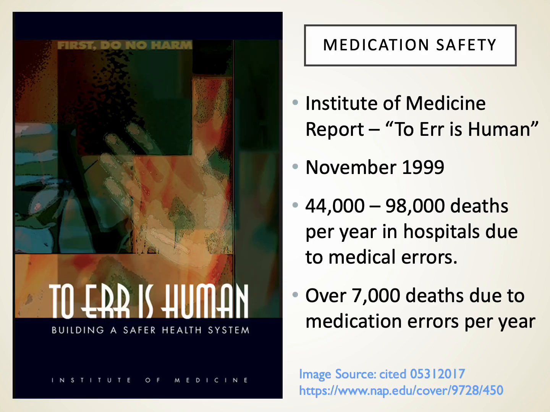In 1999, about 3 years after a serious chemotherapy medication error at Dana-Farber Hospital in Boston, a report from the Institute of Medicine was published and was quite landmark in that it quantified the estimated deaths per year related to medical errors, estimating somewhere between 44 and 98,000 deaths per year just in hospitals due to medication or medical errors, not just medication errors. They predicted at least 7,000 of those 44 to 98,000 deaths were because of medication errors.